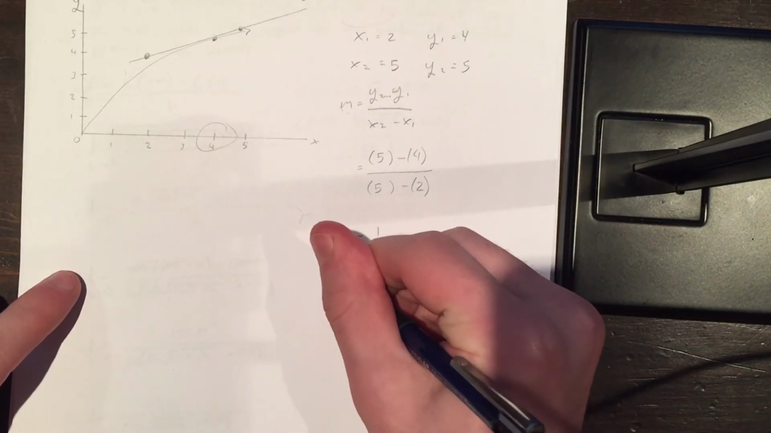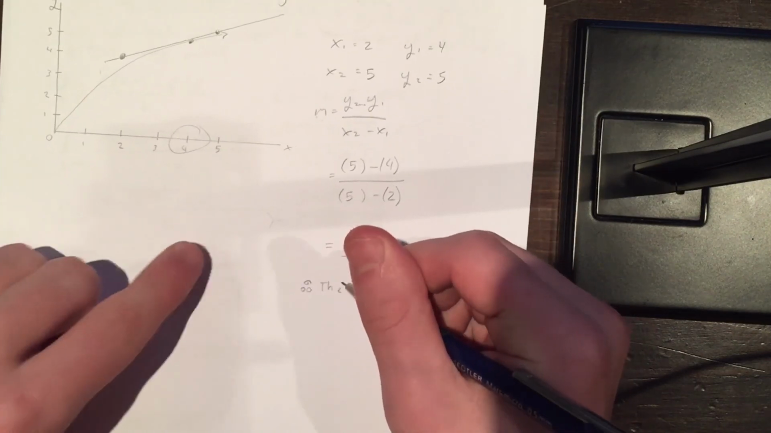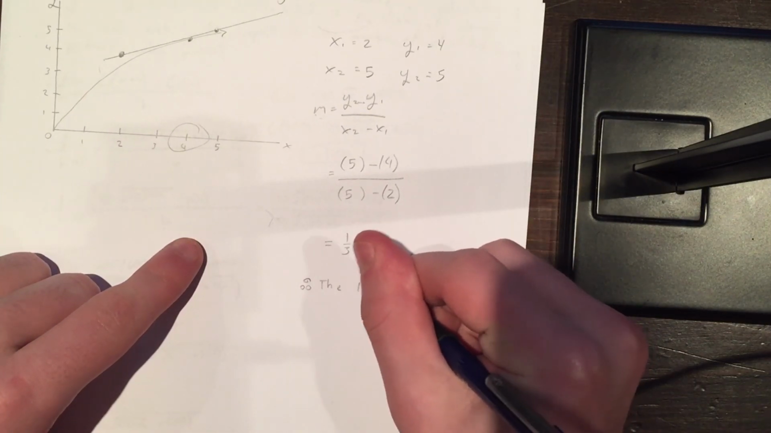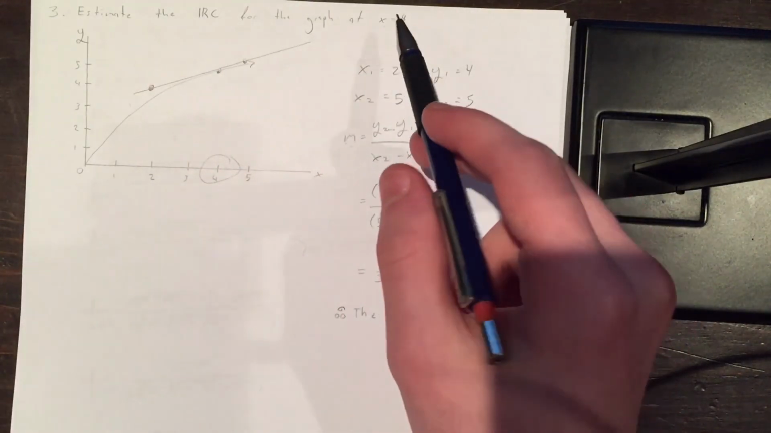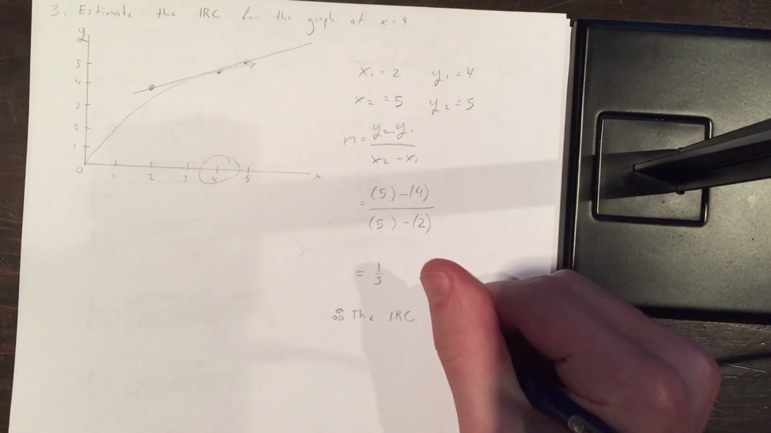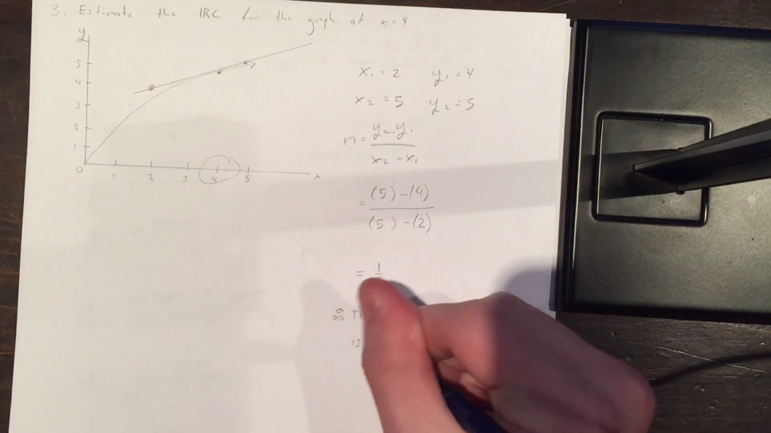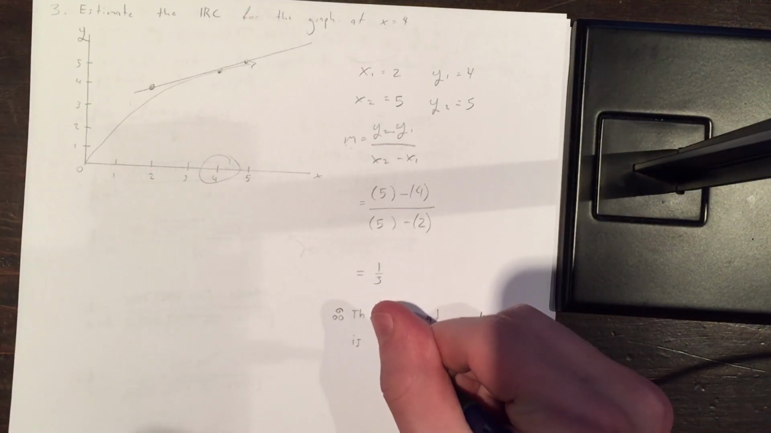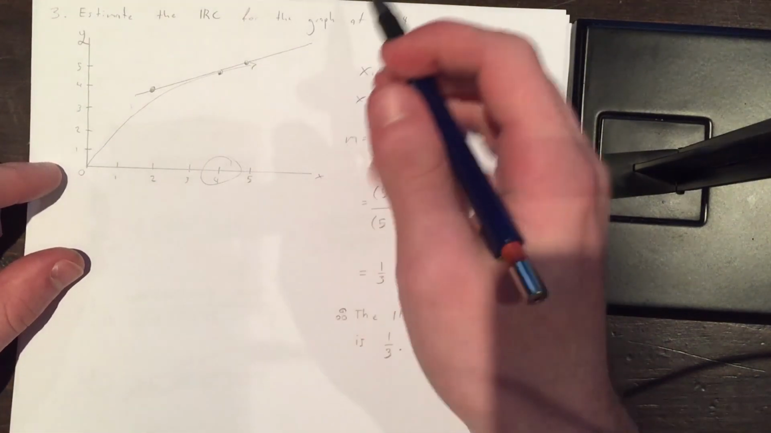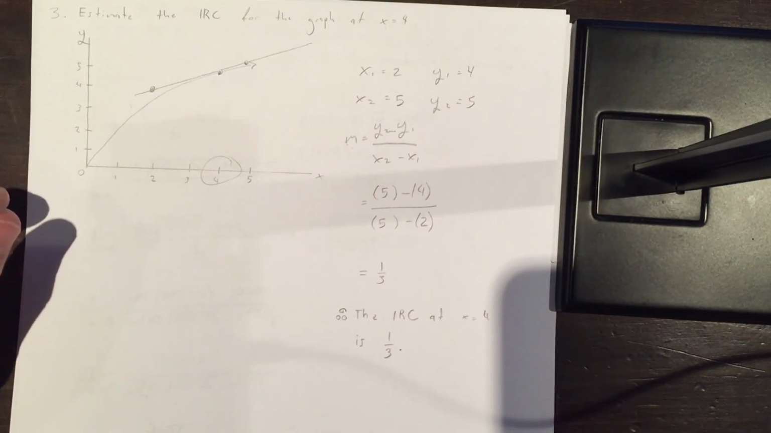So therefore, the instantaneous rate of change for the curve at x equals 4 is 1 over 3. All right, and that concludes the lesson on finding the instantaneous rate of change.